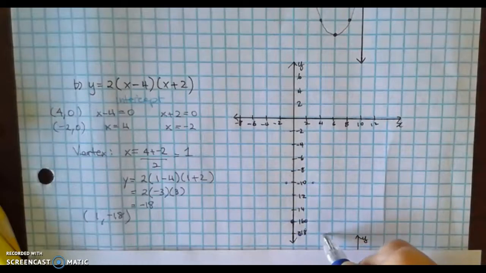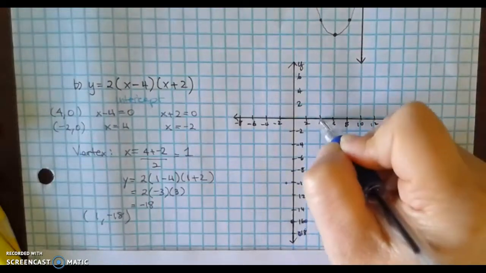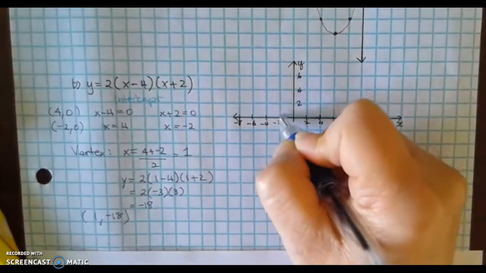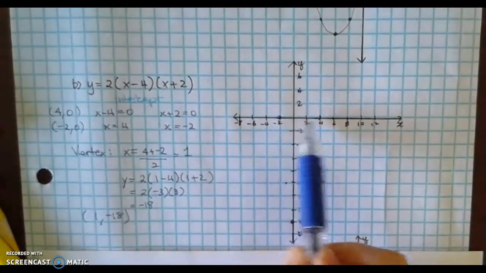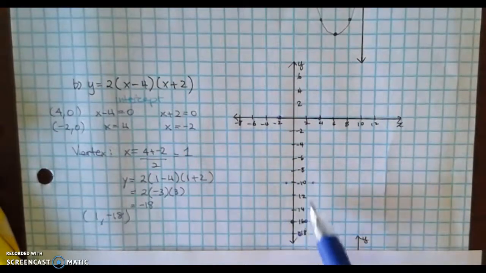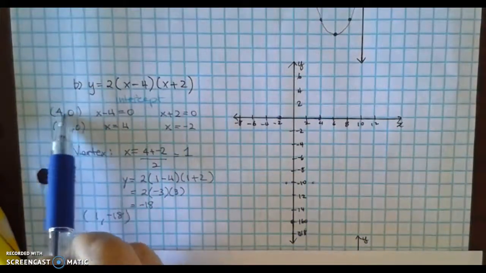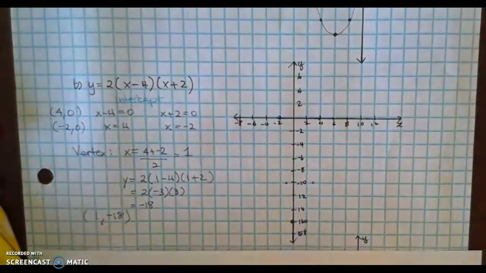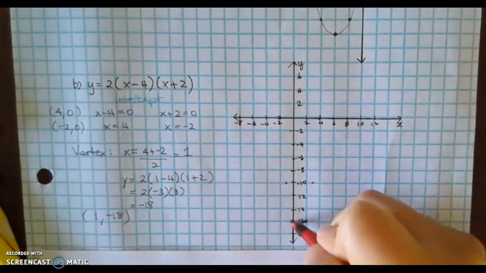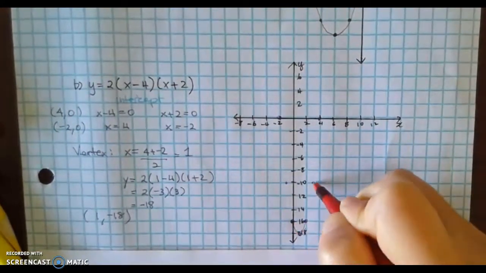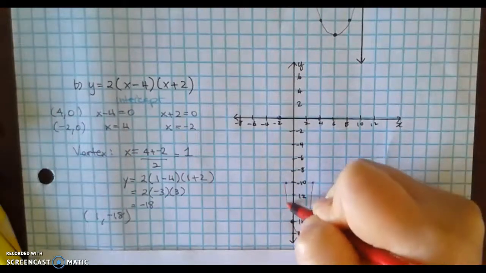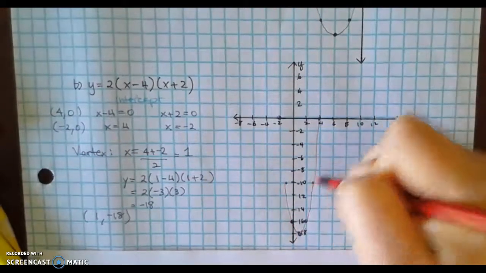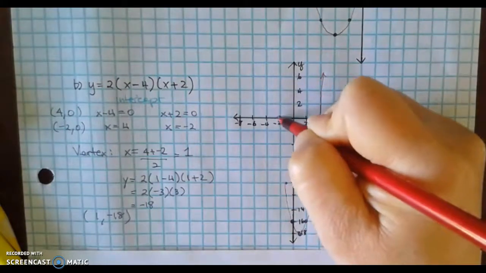And where I go 3 to the right and 9, 9 times 2 is 18. So instead I need to go all the way to 18. And notice that this point I just plotted using this 1 up, 1 right, 1 to the right, 1 up method, it matches with 4, 0 and negative 2, 0 that I found before as well. Okay, so that will be another way to check, to make sure that your method is correct and your vertex is correct. And I have now drawn my graph.